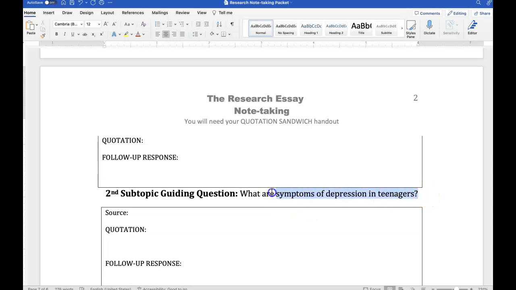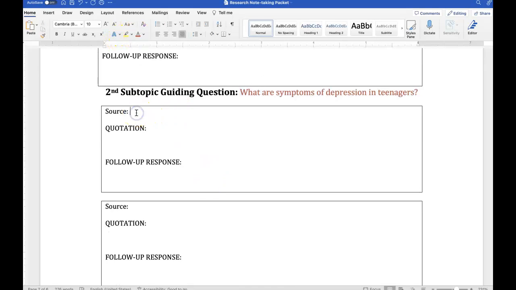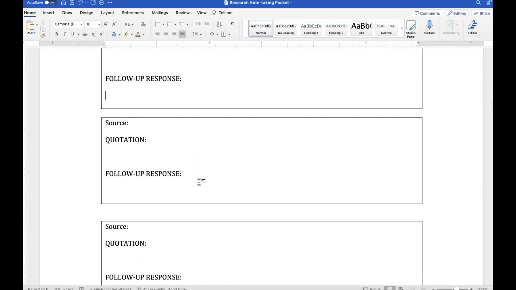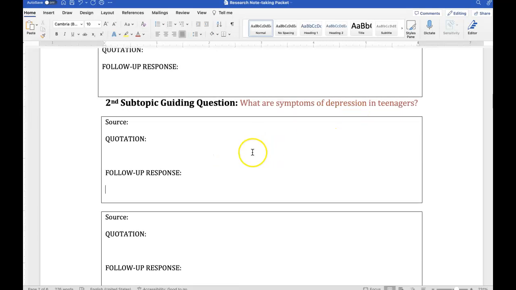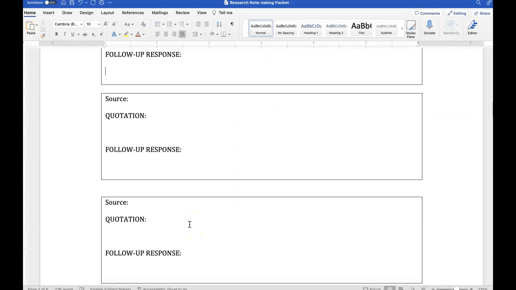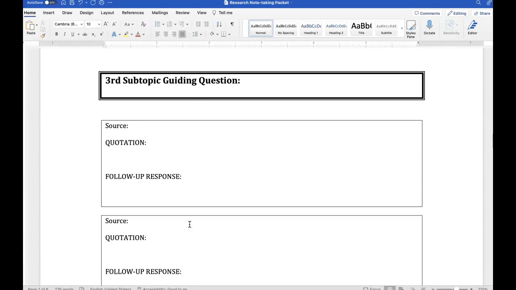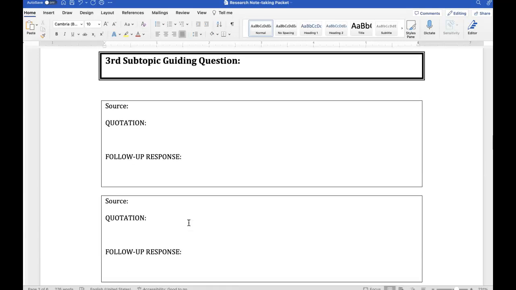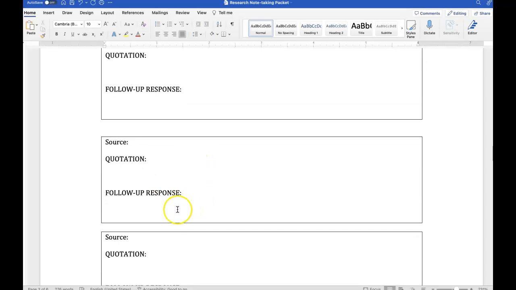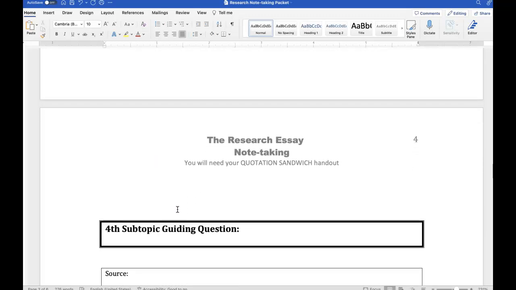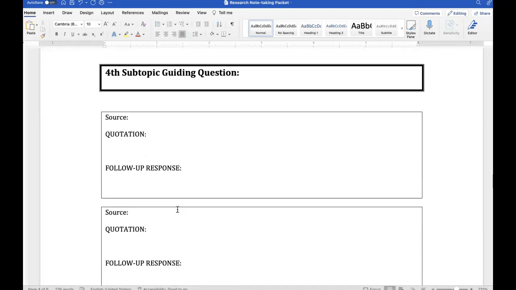And then when I find information for that, again, I'm going to name the source. I'm going to have a quotation. I'll have the follow-up response. I'll tie it into Julia's experience. What were the symptoms? Give examples, and so on. So by the time I have finished this packet, not only will I have the quotations from the sources, I will have them in somewhat of an organized fashion, so that each one will lead to a solid paragraph.